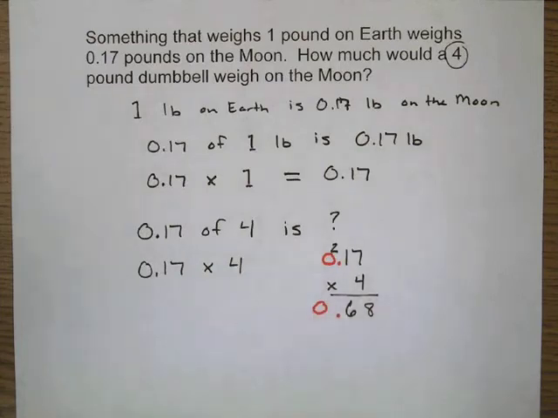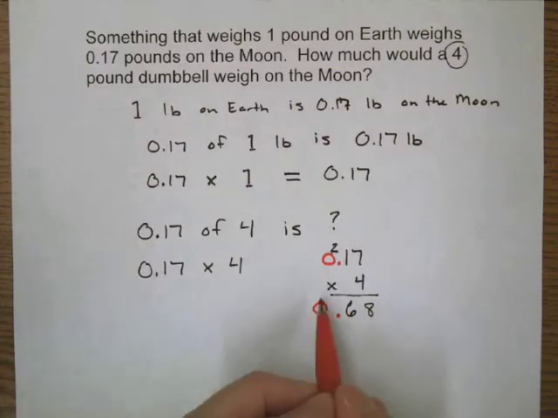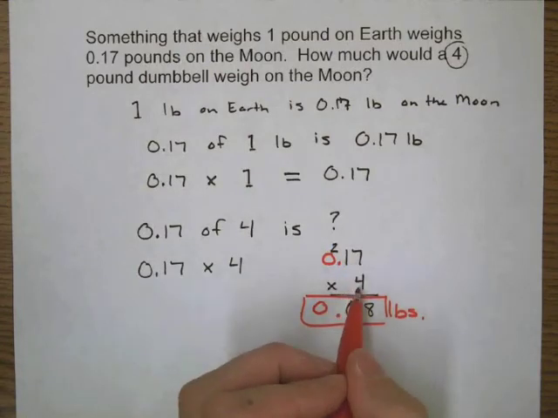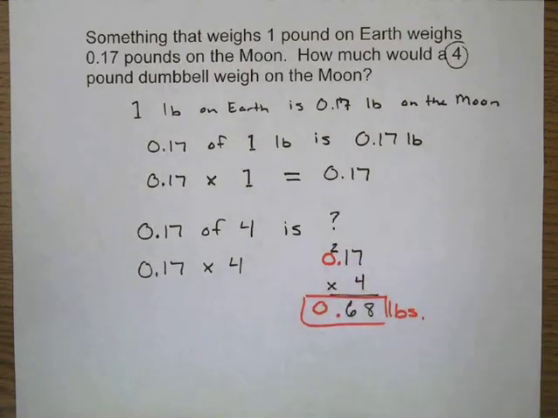So my solution then is 68/100ths pounds. So 17/100ths multiplied by 4 is 68/100ths.